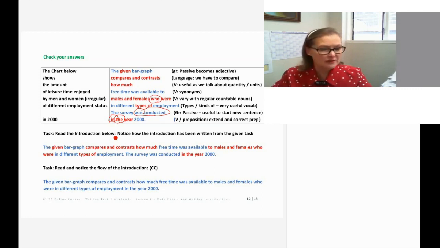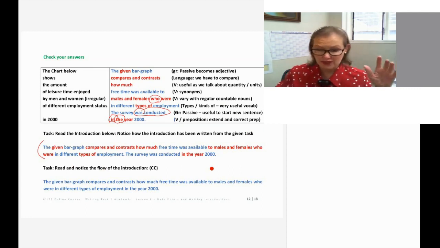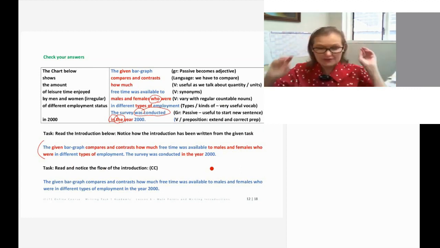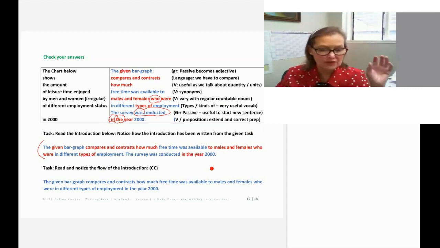Now let's very quickly have a look at our subject-verb agreement. The bar graph, it. So I need to say it compares and contrasts. If you need to have a 7 for your writing, for your line graphs, you want to make sure that you're getting your third person singular, your subject-verb agreement, correct.